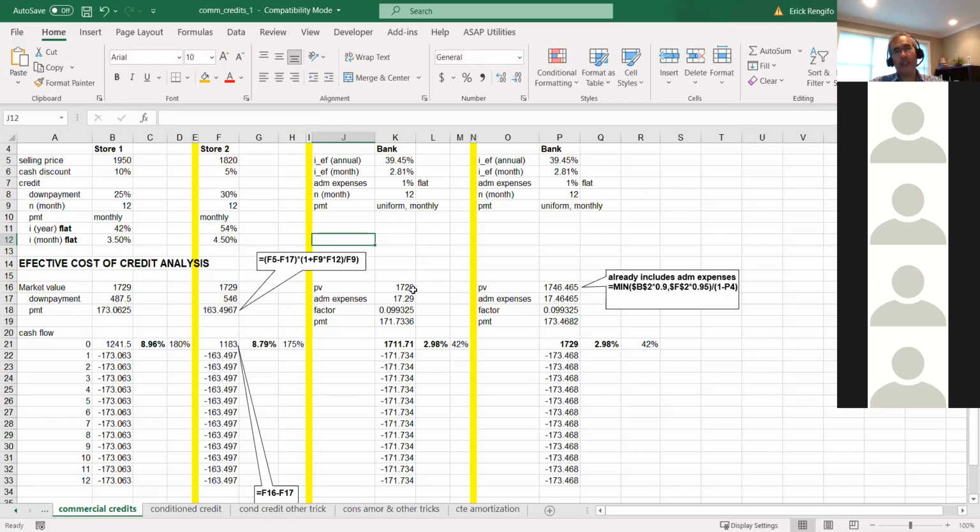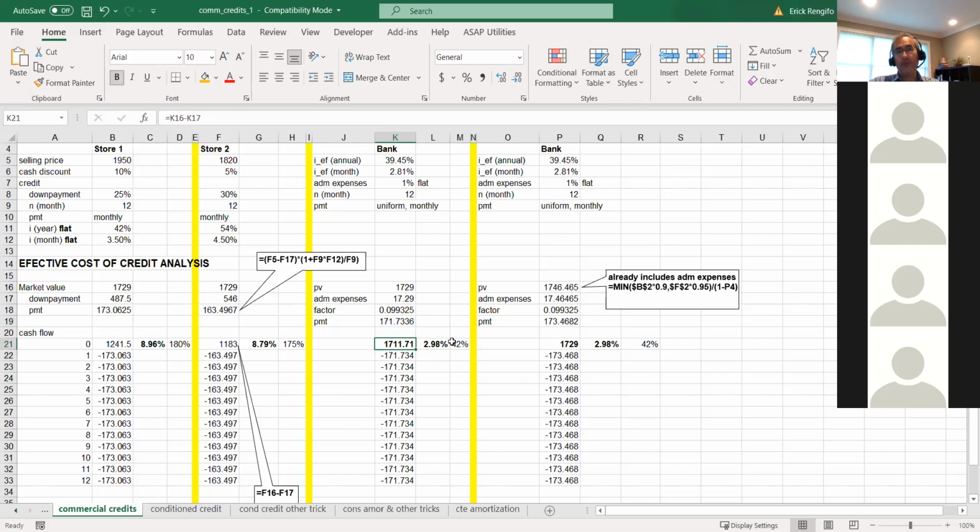So this one here is how much money you're going to ask the bank. Well, cash value, do you agree? So the bank is going to give you the cash to go and pay to the store. So it's going to give you 1,729. So basically you're going to buy from store number 1, or store number 2, and then you simply get your radio or whatever. Now you take the 1% admin expenses. The factor is the one that we know as usual, and then we have a payment of $172.